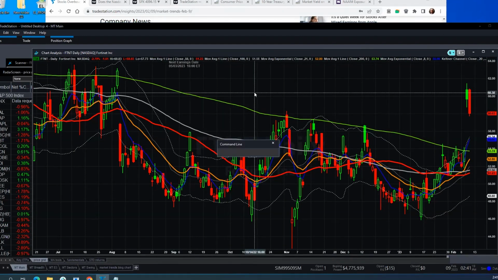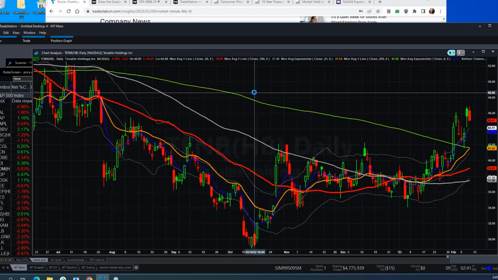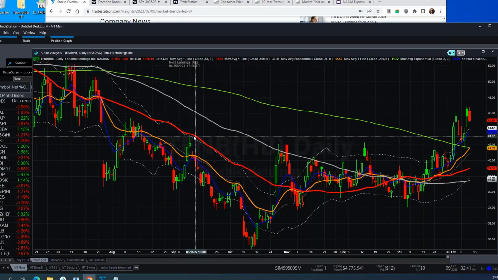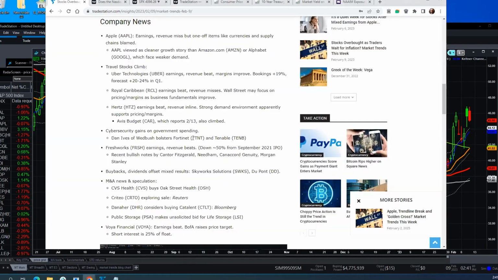And the other one was TE. It's just interesting to me, TENB. The thing I thought was interesting about this was, it's government spending. It's not as competitive. It seems like some of these guys have a pretty clear spot. Some of these other software names were more kind of vague in terms of what distinguishes them.